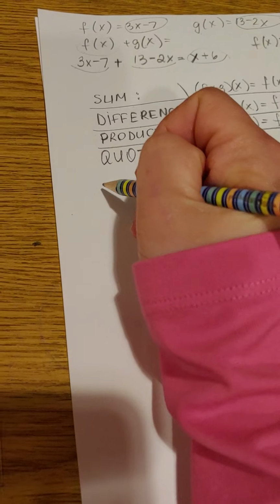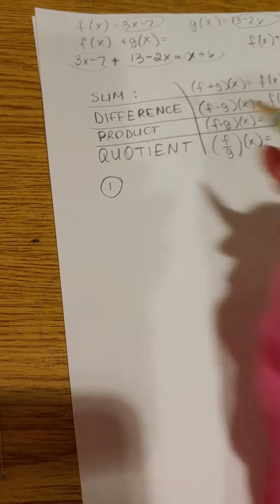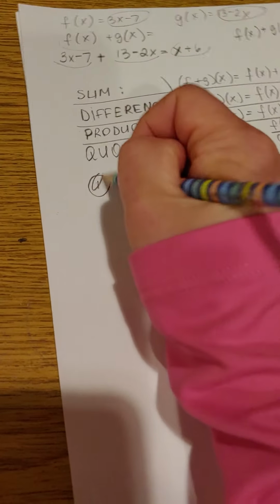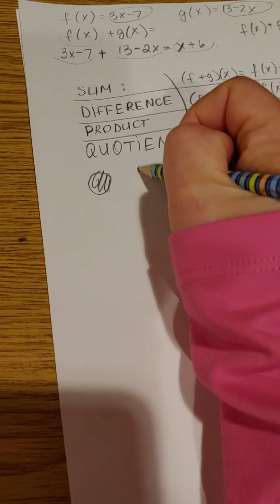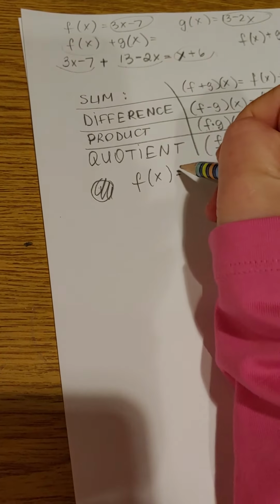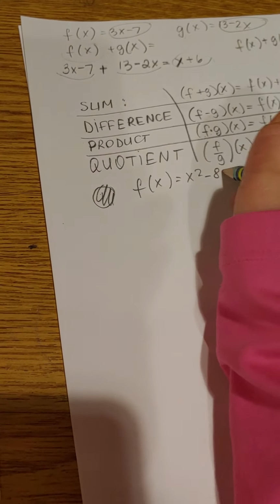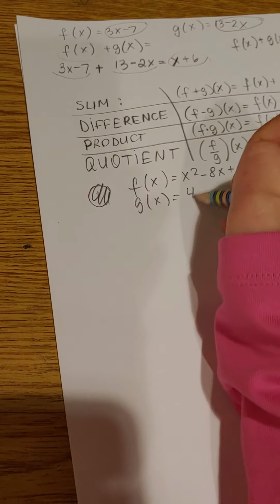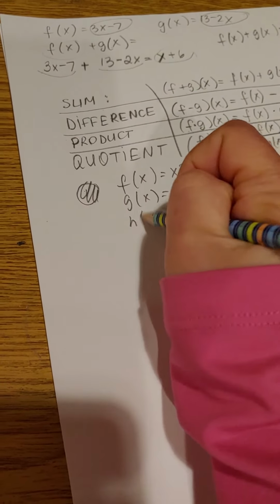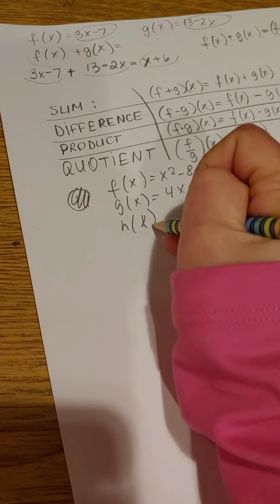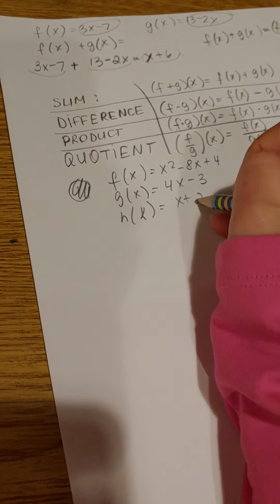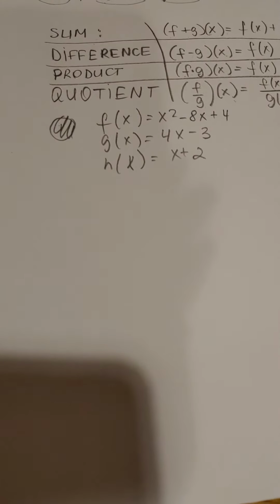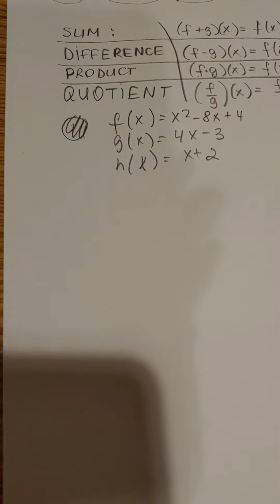Example, problem number 1. Okay, first, I'm going to copy what is given to me. f of x equals x squared minus 8x plus 4. g of x equals 4x minus 3. And h of x equals x plus 2. And then we have to find each function, and then we have to indicate any restrictions in the domain.